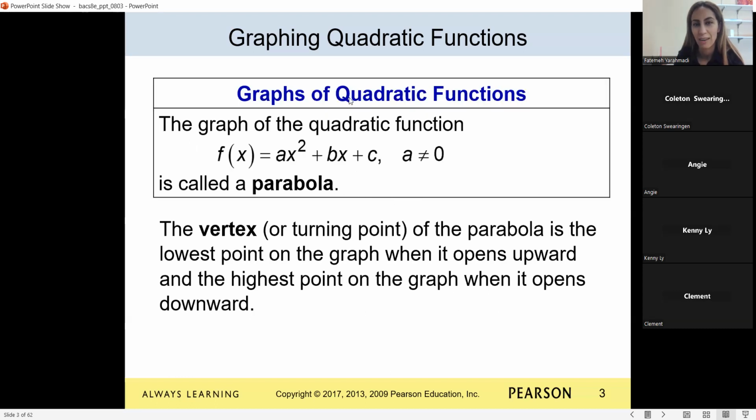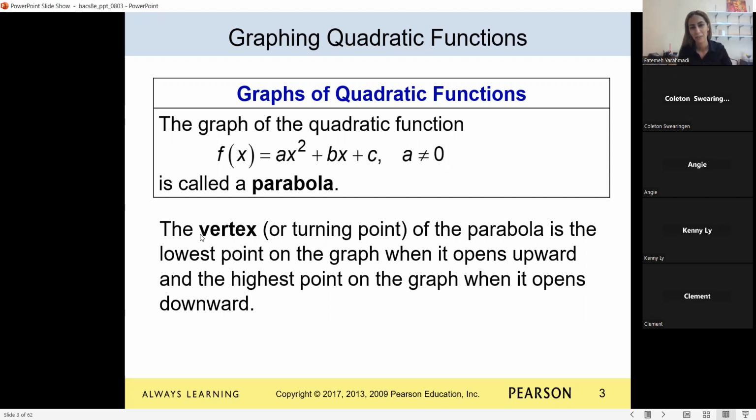When we're talking about the graph of quadratic functions, we're basically talking about parabolas. f of x is equal to ax squared plus bx plus c, and a is not 0. Why? Because if a becomes 0, you get a linear function. We're not working with linear functions. We are past the linear functions. We're just talking about quadratic functions.